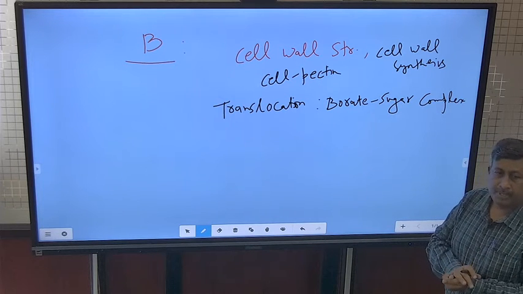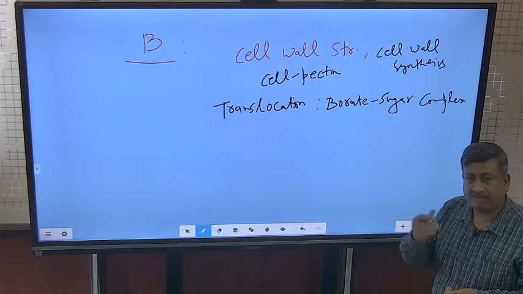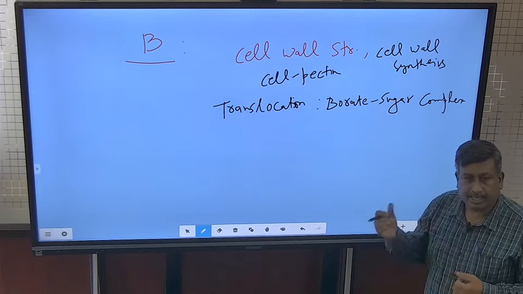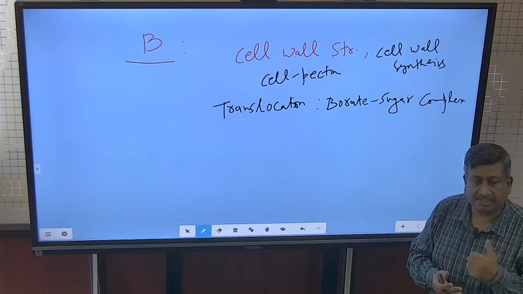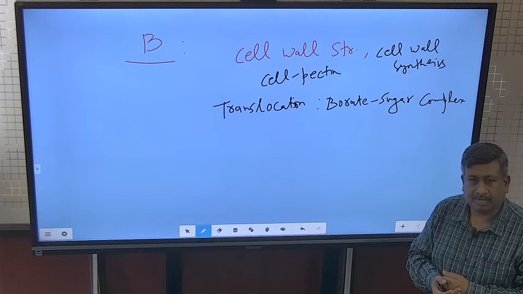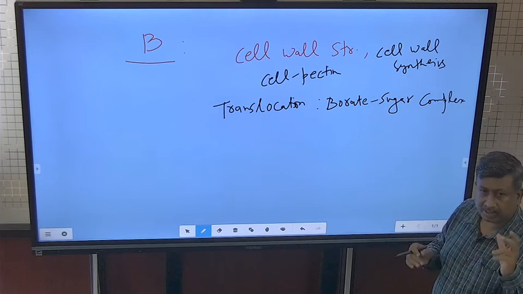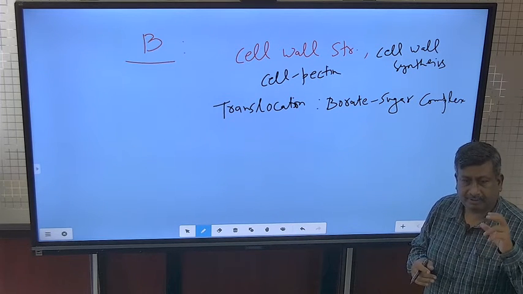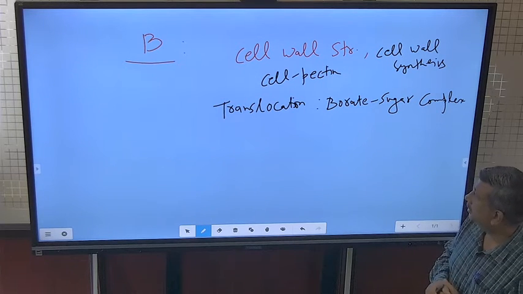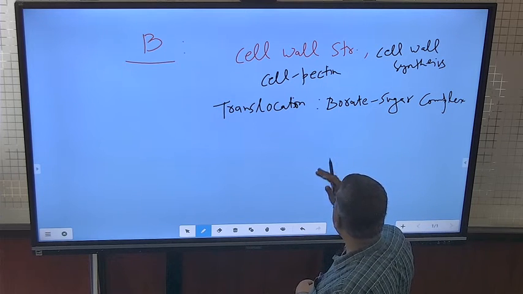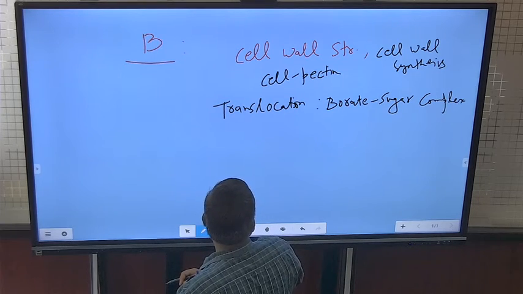Potassium is also involved in translocation of sugar, but the role of potassium is different from that of boron. In case of boron, there is a formation of complex, but in case of potassium, potassium activates the enzyme, maintains the pH, and helps in ATP formation. So the function is the same, but the mode of action is different in potassium and boron. Then this boron is important for cell wall synthesis.